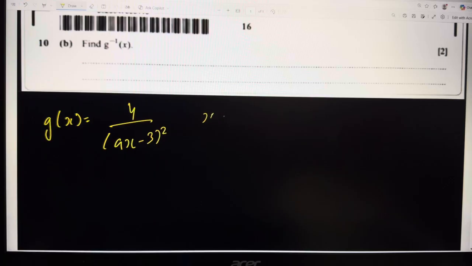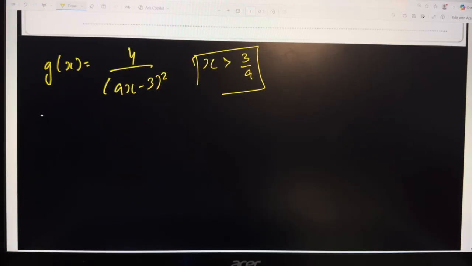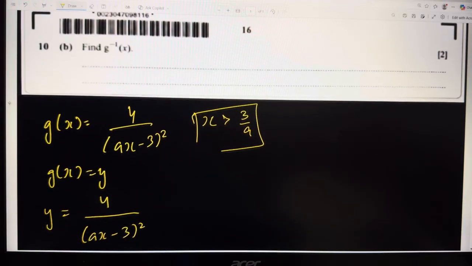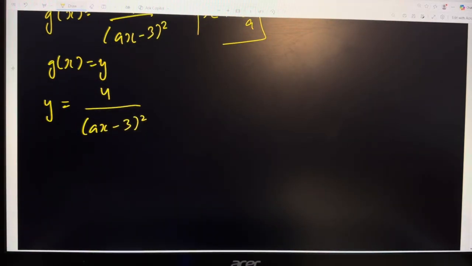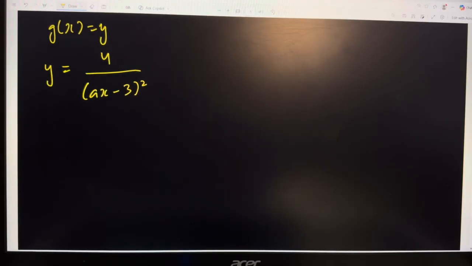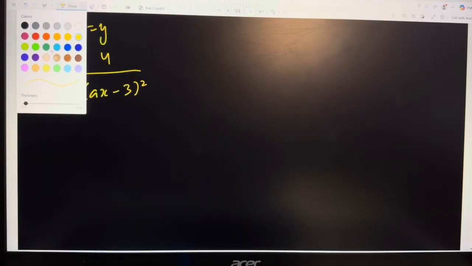Okay, 4x is greater than 3 upon a, by the way. So for g inverse, first we will make gx equal to y. Gx is equal to y, so y is equal to 4 upon (ax minus 3) the whole thing squared. Here we have to make x the subject, by the way. So this comes up here, this goes down there, so this becomes what?